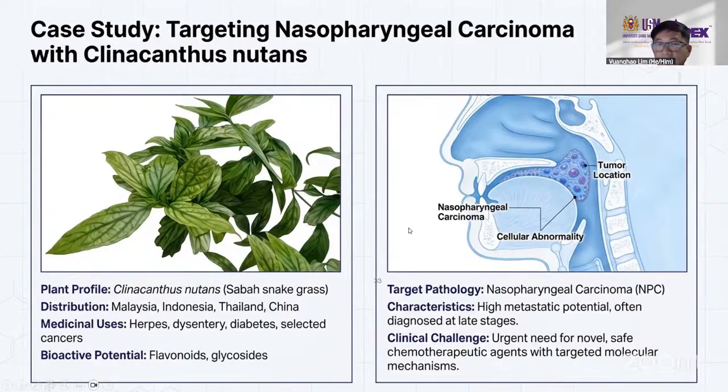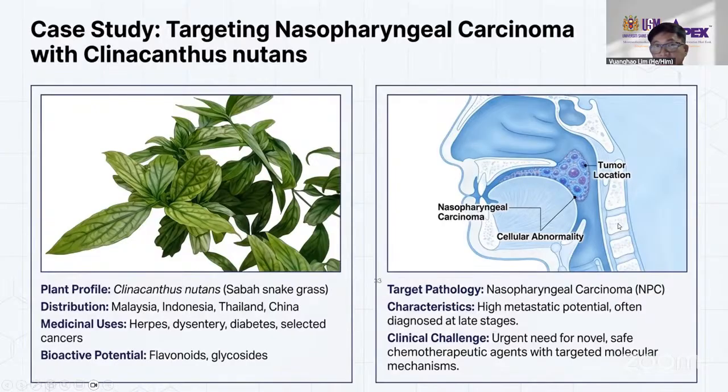So we would like to target NPC, nasopharyngeal carcinoma, since it is very famous in Malaysia, Thailand, Indonesia, and also China. NPC has a very high prevalence in China and also Hong Kong areas, where the percentage is quite high. So this is in collaboration with a Chinese university, Henan Medical University. We try to find what are the bioactive compounds that are responsible for this NPC.